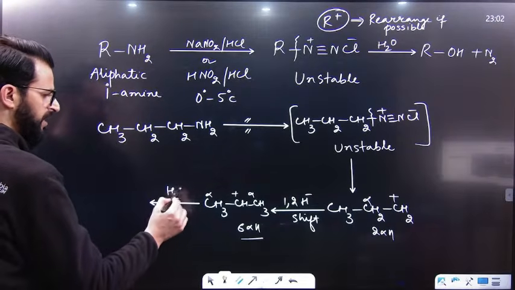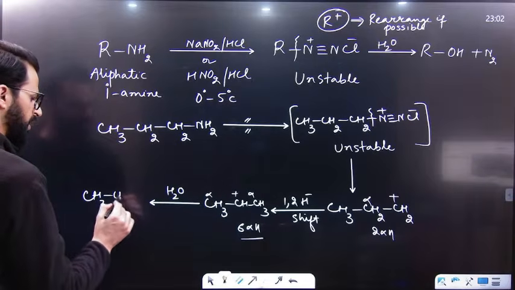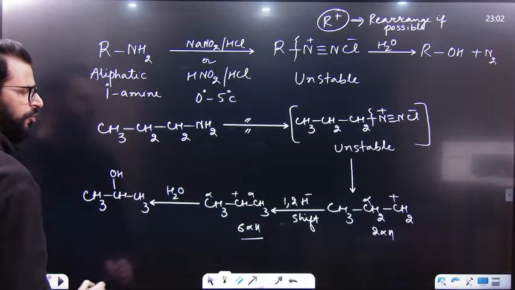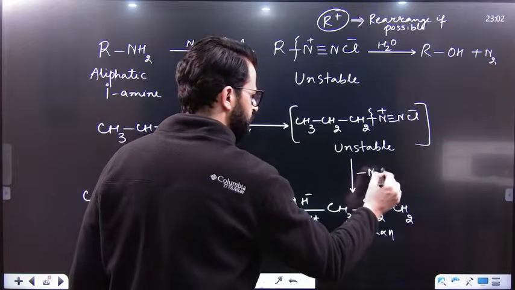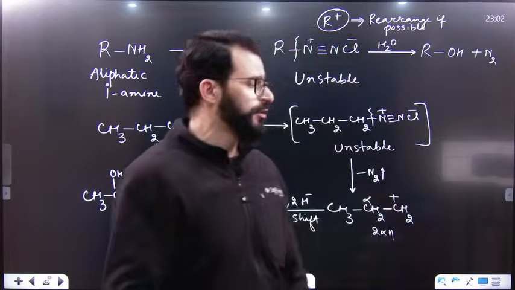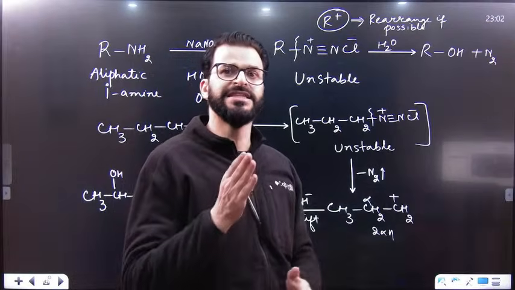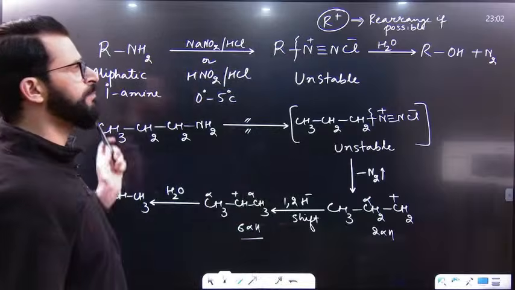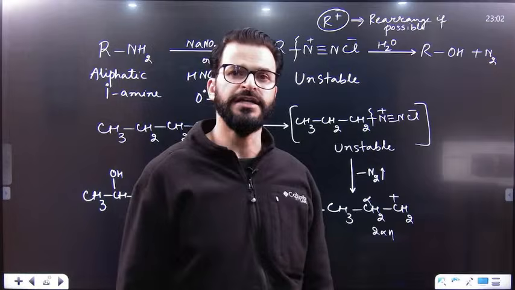We will simply attack. This water will attack as a nucleophile and it will result in the formation of an alcohol, and here nitrogen gas is evolved. So can I say, this is the only amine which at this temperature can evolve nitrogen gas. Hence, this reaction can be used as a test for aliphatic primary amine.